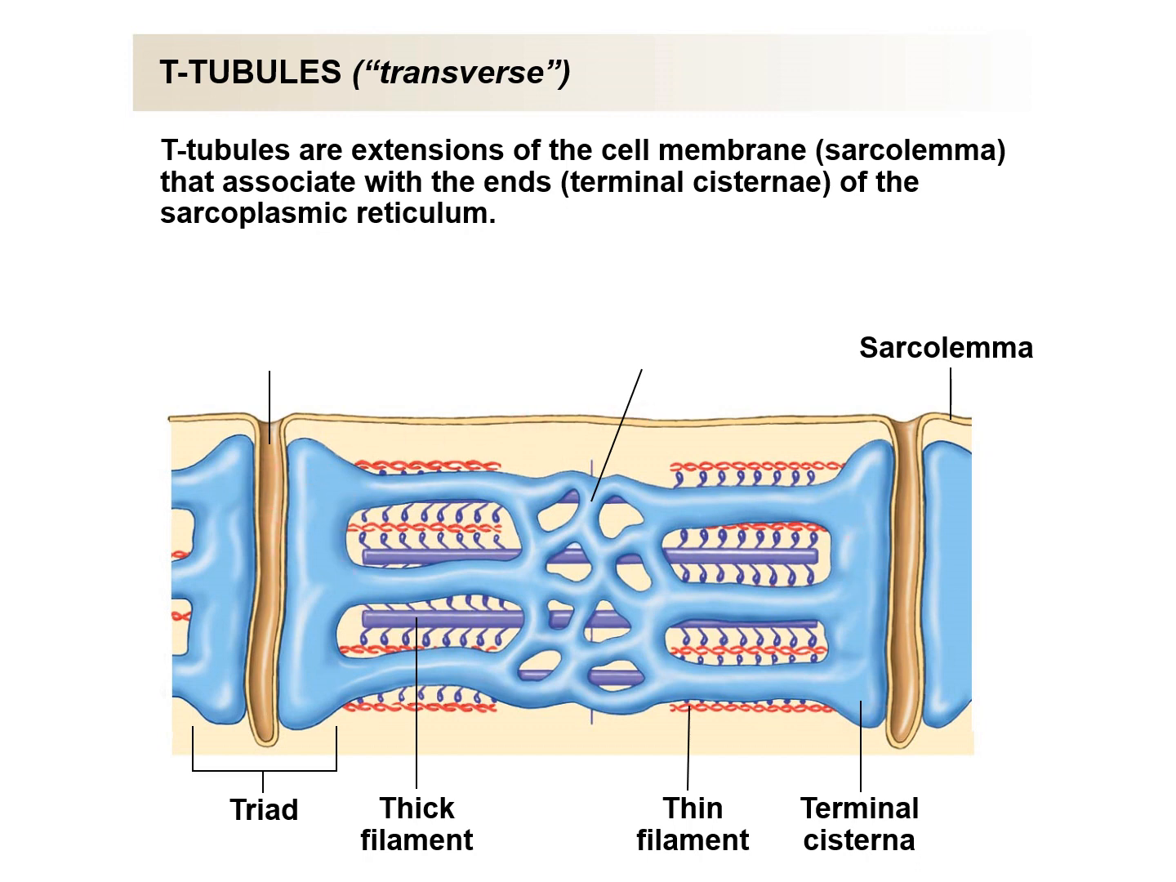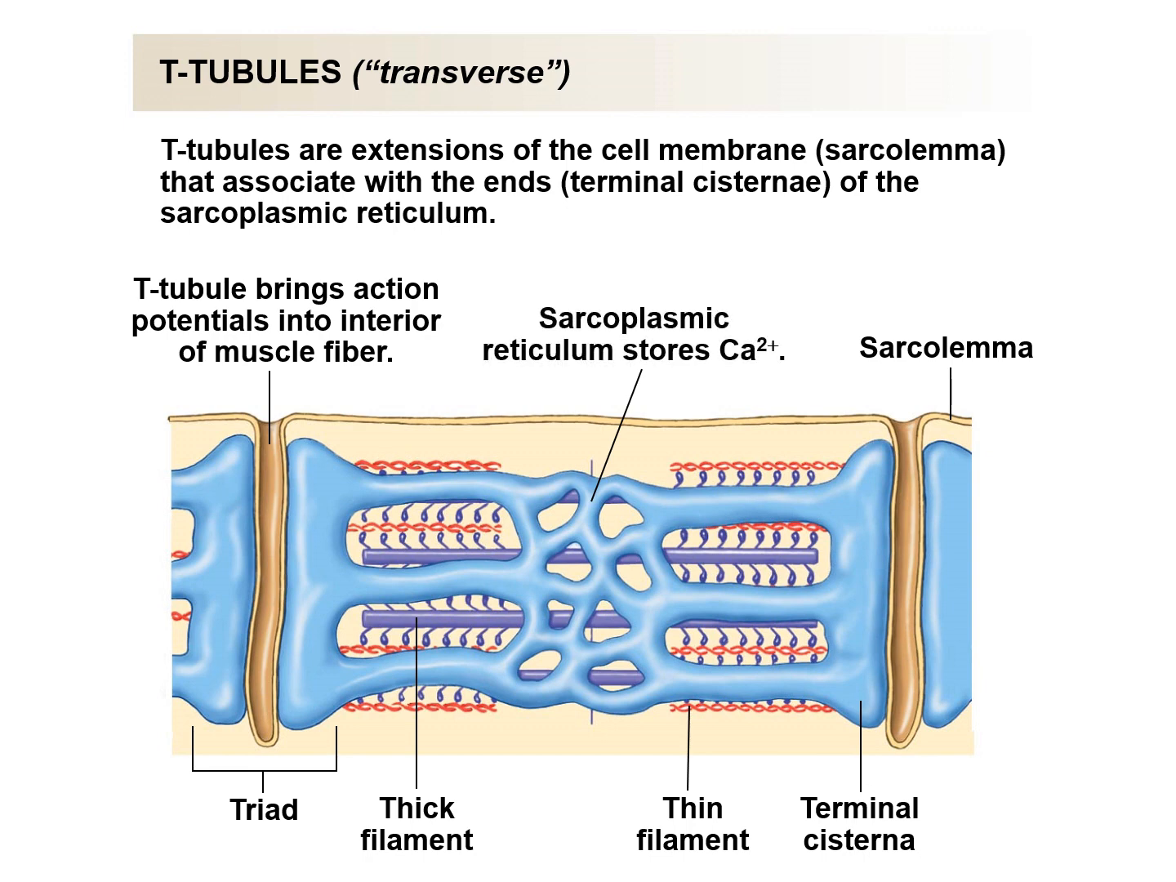so that you have excitation-contraction coupling. We get an action potential that spreads all around and through the muscle fiber. That causes release of calcium, and then that leads to contraction of the sarcomere. So the T-tubule will bring action potentials down into the interior of the muscle fiber for a synchronous contraction of all the sarcomeres. Sarcoplasmic reticulum stores and reuptakes calcium.